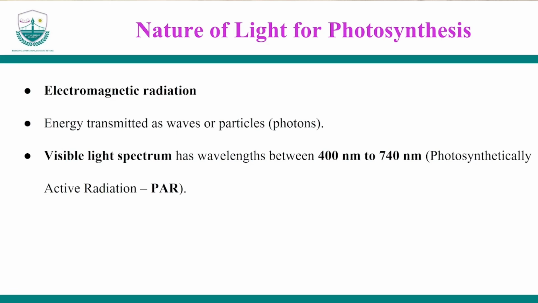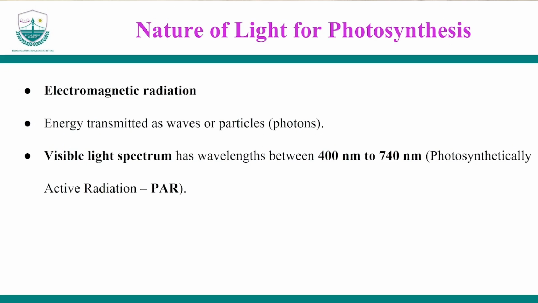The visible spectrum, that is the visible light spectrum, is the one that has the light energy that is actually very important in photosynthesis. The meaning of this is that not all these radiations of different wavelength actually are important in the process of photosynthesis.